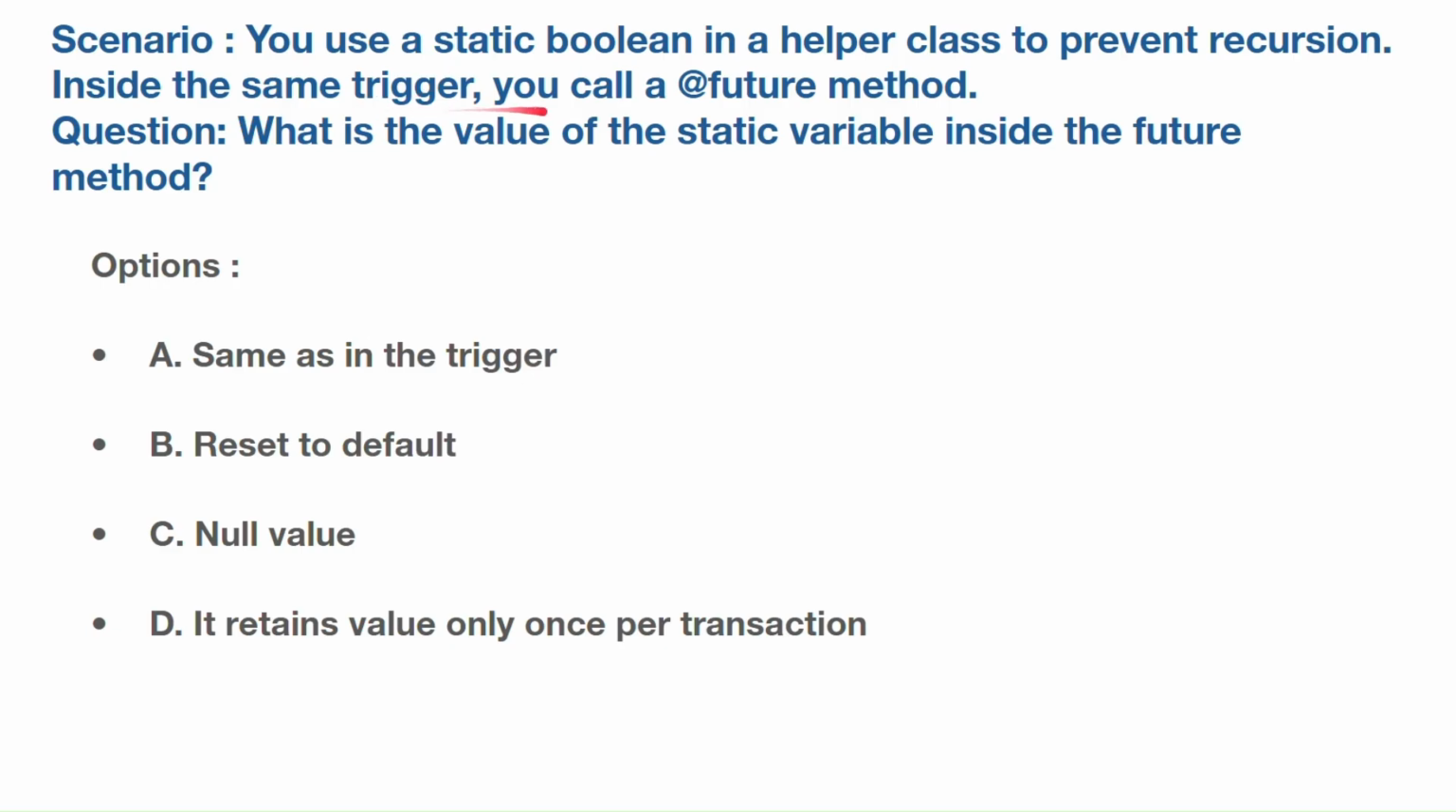Now in the same trigger, you have a @future method. The question is, what is the value of this static variable inside the future method? The options are: same as in the trigger, reset to default, null, or it retains the value only once per transaction. It might confuse you. Many people may say same as in the trigger because the future method is being called in the trigger. They may think the trigger and future method are in the same transaction, so the static boolean should have the same value as in the trigger, right?